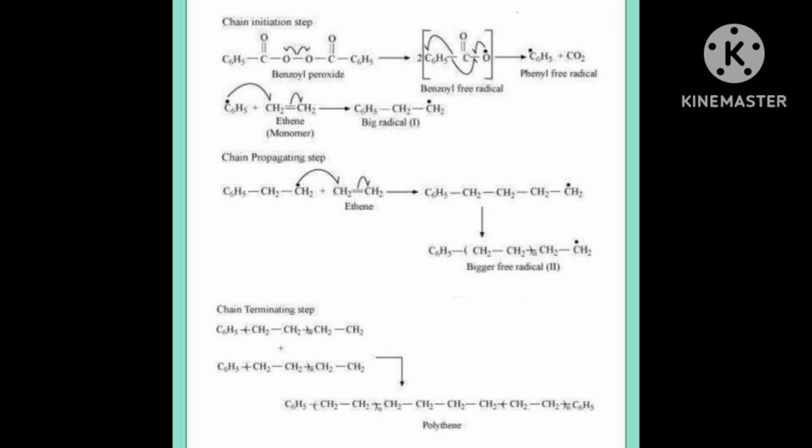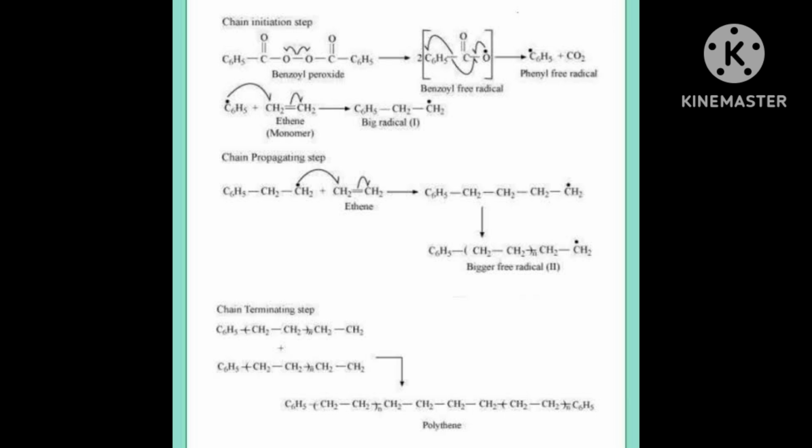Now the next step is chain propagation. This C6H5CH2 radical will attack the next ethene. That double bond will break and become a single bond. Then again it will join with the next ethene, correct? Now the second carbon of the second ethene will again have one electron. Again the chain becomes long. The last carbon has one electron, which means it is now a long free radical.